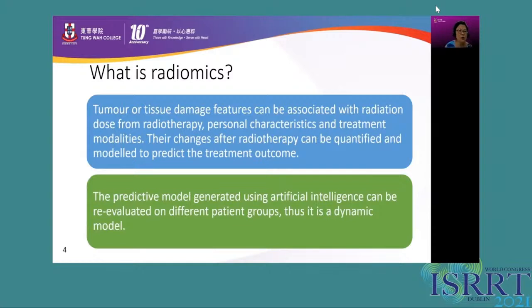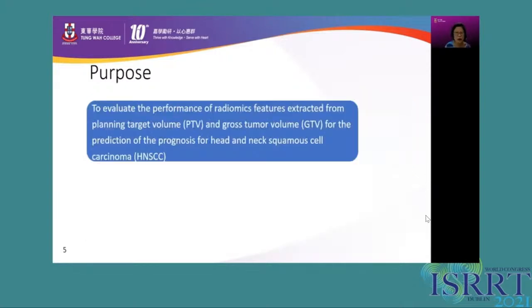For example, tumor tissue damage features can be associated with radiation dose from radiotherapy, personal characteristics, and treatment modalities. Their changes after radiotherapy can be quantified and modeled to predict the treatment outcomes. The predictive model generated using artificial intelligence can be re-evaluated on different patient groups. Thus, this is a dynamic model.